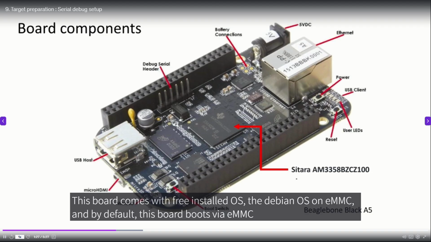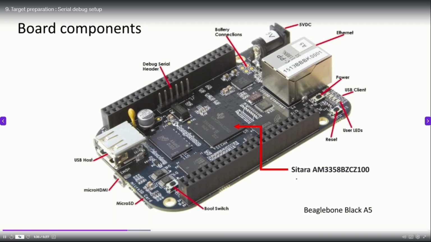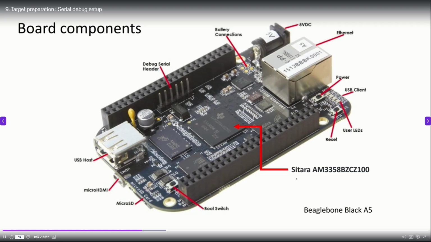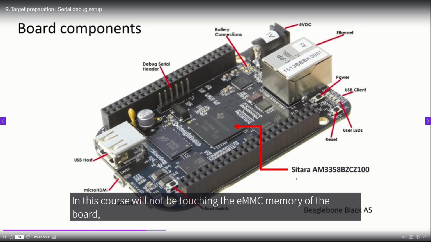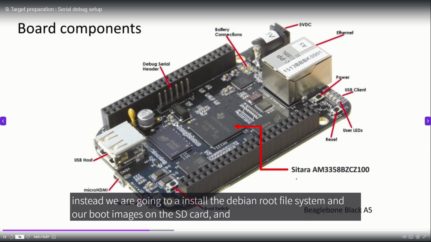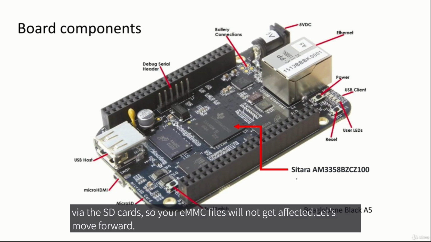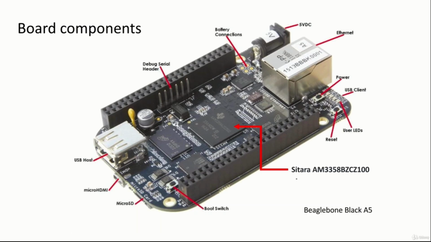This board comes with a pre-installed OS, the Debian OS on eMMC. And by default, this board boots via eMMC, that is embedded MMC. That's why when you give power to this board, the Debian OS stored in the eMMC runs. In this course, we will not be touching the eMMC memory of the board. Instead, we are going to install the Debian root file system and our boot images on the SD card, and we boot via the SD card, so your eMMC files will not get affected.